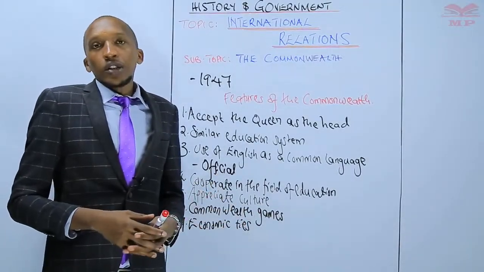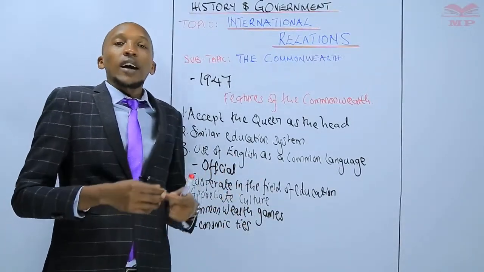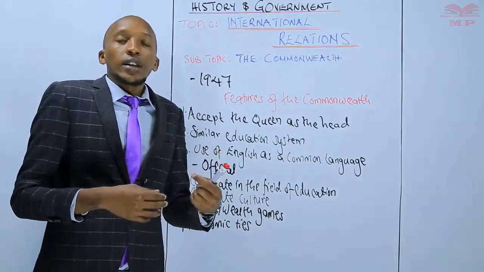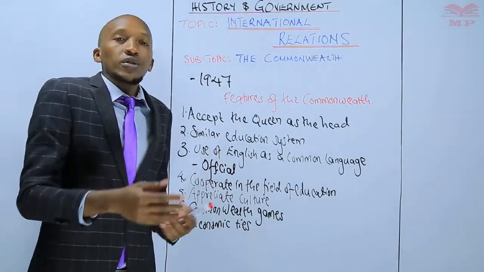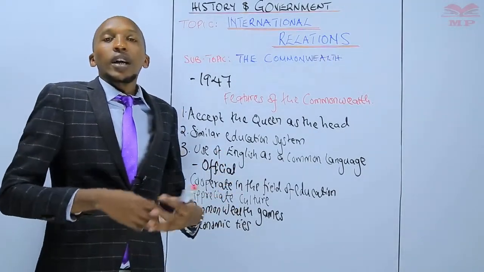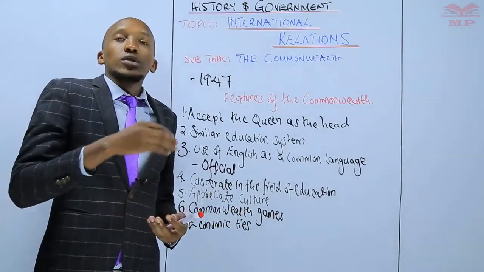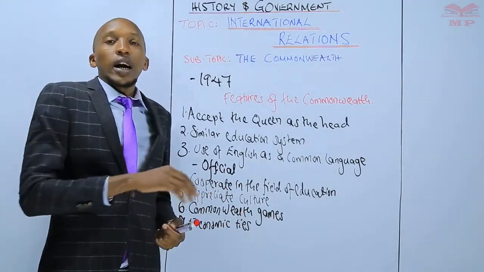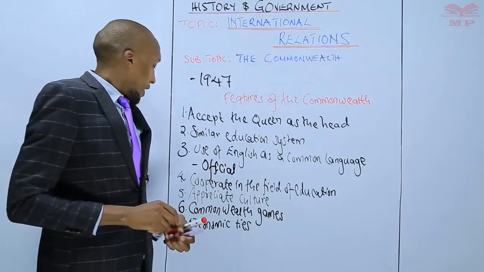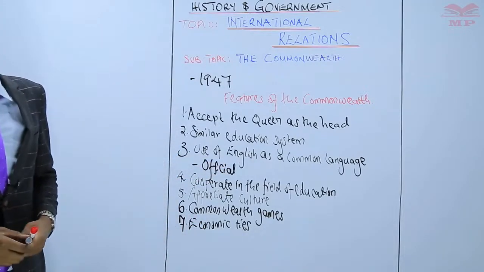They also help in having trading activities. So countries in the Commonwealth have relaxed restrictions. They have free trade amongst themselves. They agree that members of the Commonwealth are able to trade freely in the Commonwealth area. That is about economic ties.